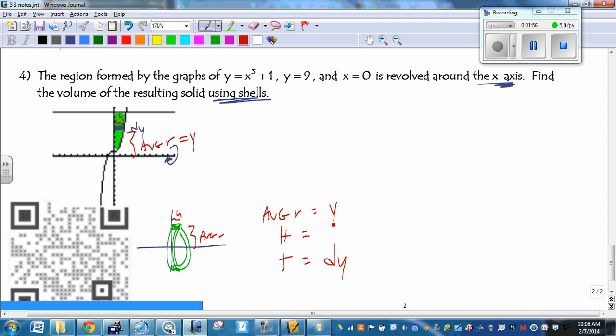Our height, that's going to be that horizontal distance. That's going to be x. But we can't use x. We need everything in terms of y, which means we just have to solve this equation for x. So x cubed is going to be y minus 1, and x is going to be the cube root of y minus 1. So the height is going to be cube root of y minus 1.